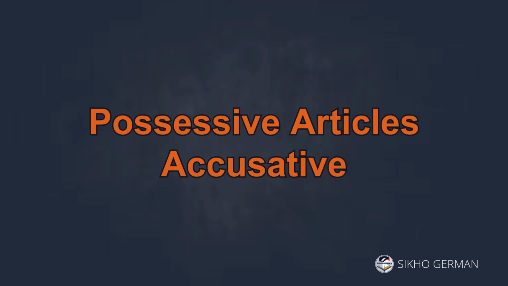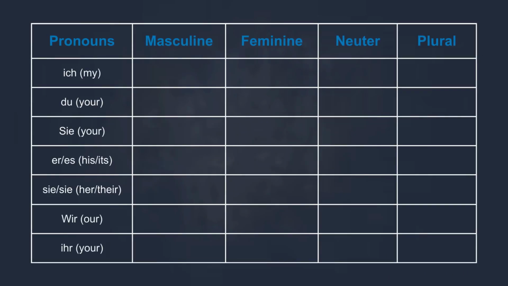Now let's look at possessive articles in the accusative case. Remember, accusative is used for the direct object, the person or thing receiving the action. Here's the table of possessive articles in the accusative case. Notice what changes. The key rule: only masculine forms change in the accusative. Feminine, neuter, and plural stay the same as nominative. Let me show you the changes in masculine.